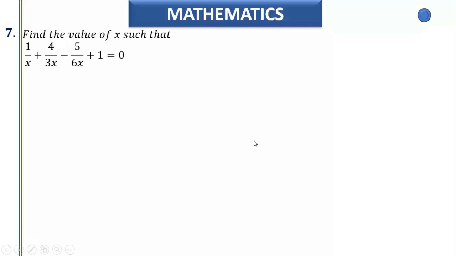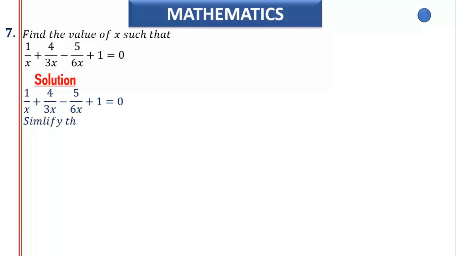Okay, let's take a look at this question here. We have to find the value of x such that 1 over x plus 4 over 3x minus 5 over 6x plus 1 equals 0. So from what you have here, of course, we know the procedure. The first thing we do is, of course, you can decide to multiply through by the LCM. If you want to do that, that's all well and good.